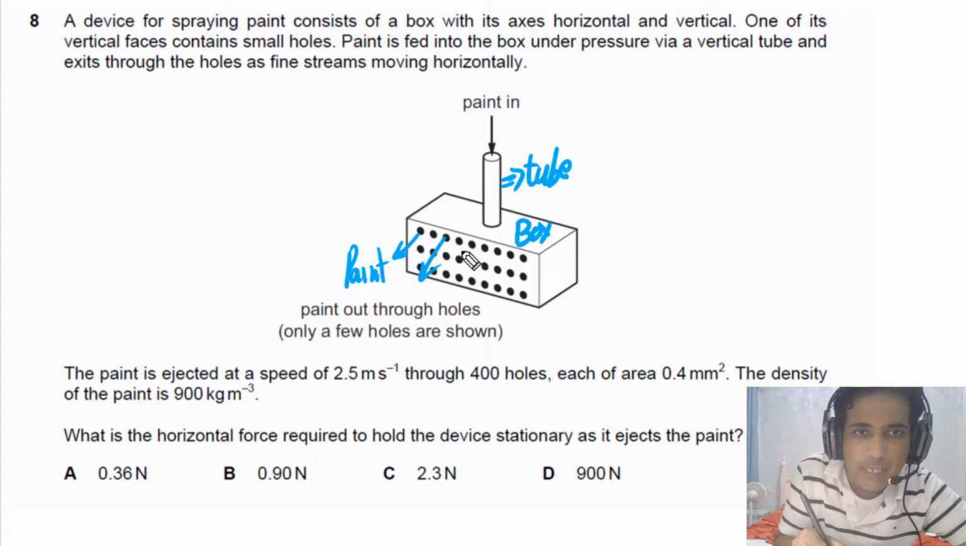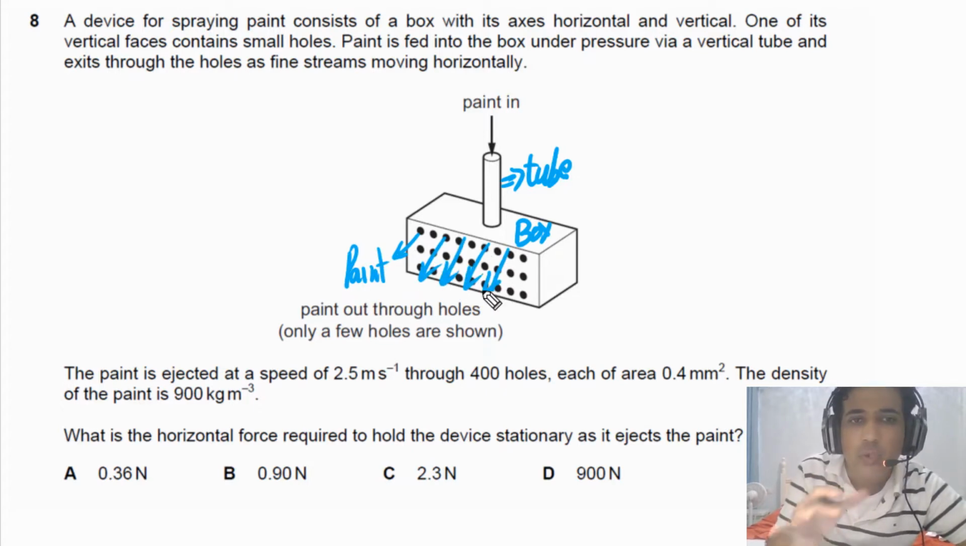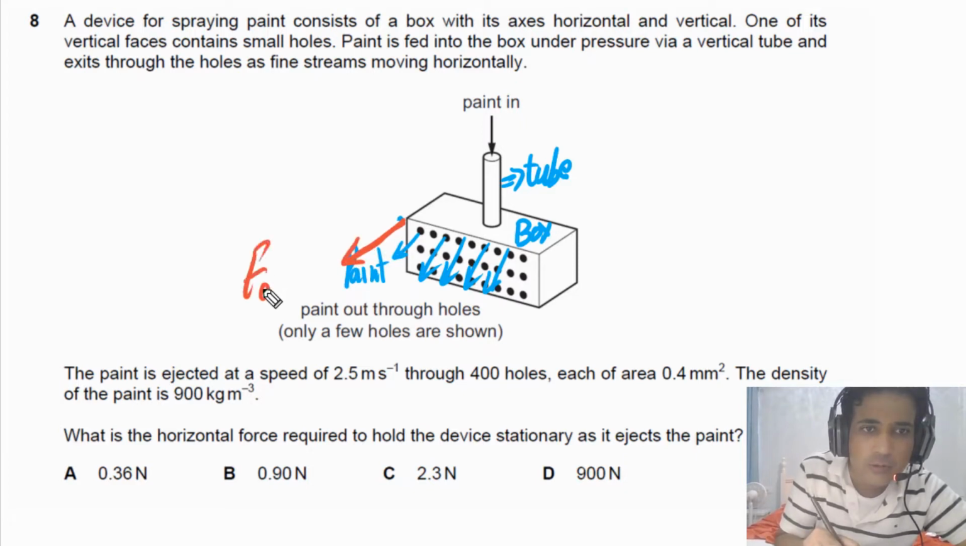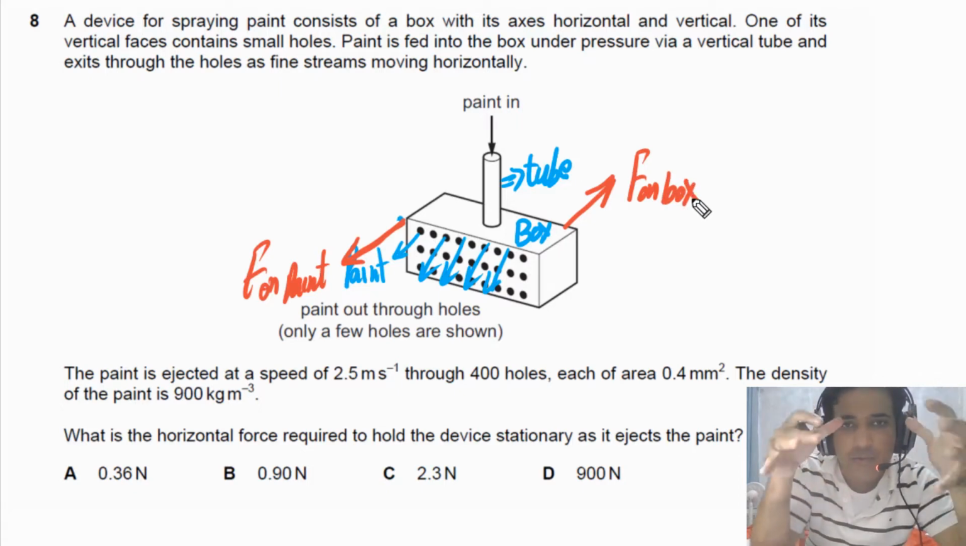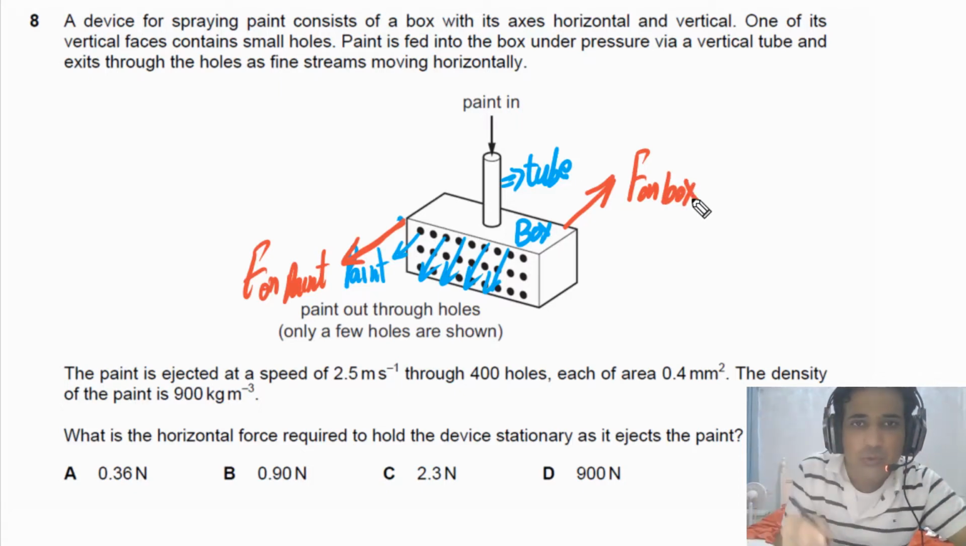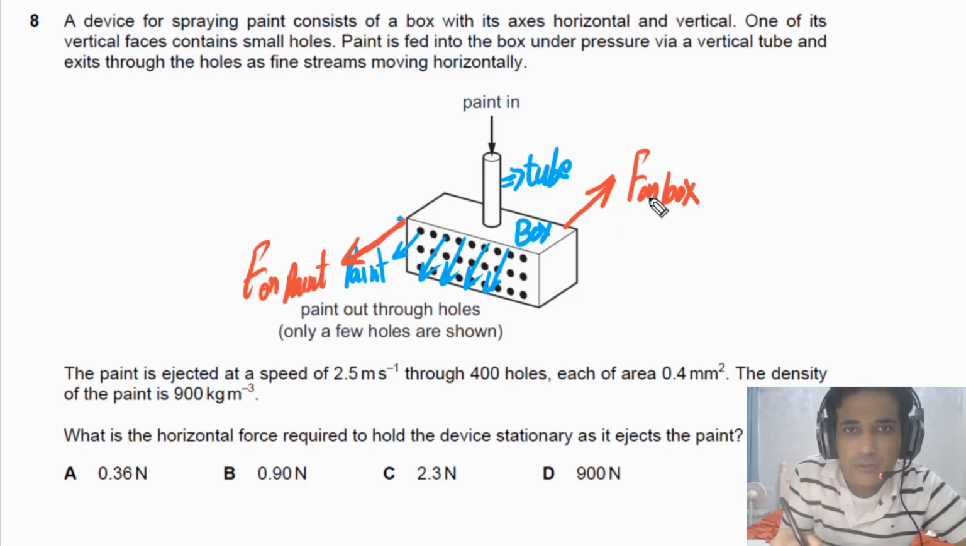Paint is coming out. So when the paint is coming out, it means there is a force on the paint. So simply we can say there is a force on the paint and this force is by the box. There is a force on the paint and there is also a reaction force on the box. And in this case, action and reaction, these two forces have to be equal in magnitude, but these two forces will be opposite in direction.